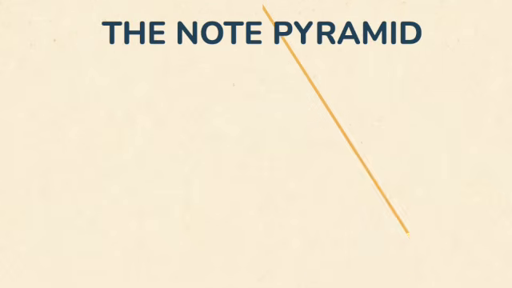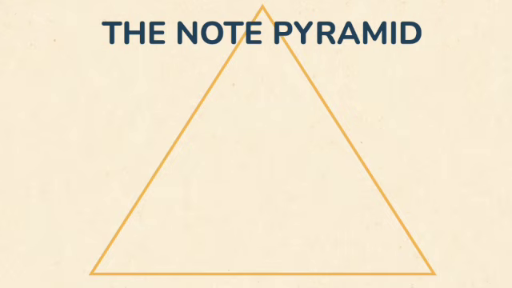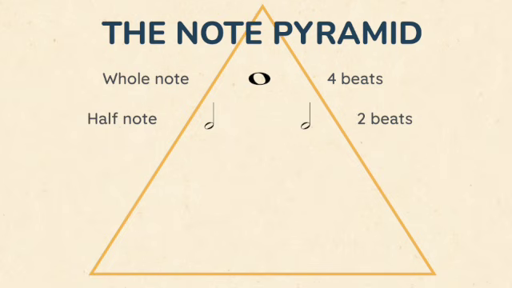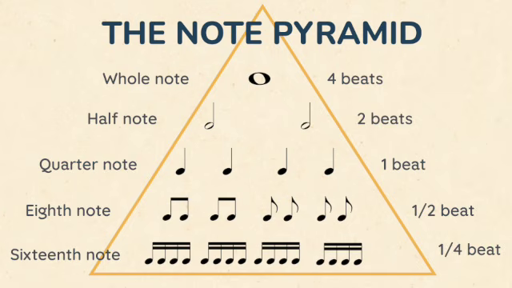Picture note values as if they were stacked into a pyramid. At the top, a whole note equals 4 beats. Each level down divides in half. 2 halves make a whole, 4 quarters make a whole, and so on.